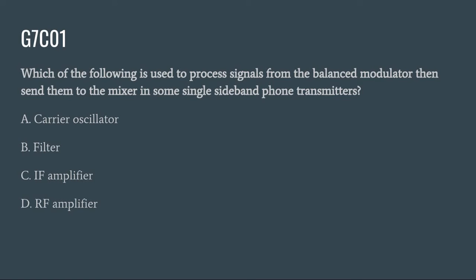G7C01. Which of the following is used to process signals from the balanced modulator, then send them to the mixer in some single sideband phone transmitters? A. Carrier oscillator. B. Filter. C. IF amplifier. Or D. RF amplifier. And the answer is B. Filter.